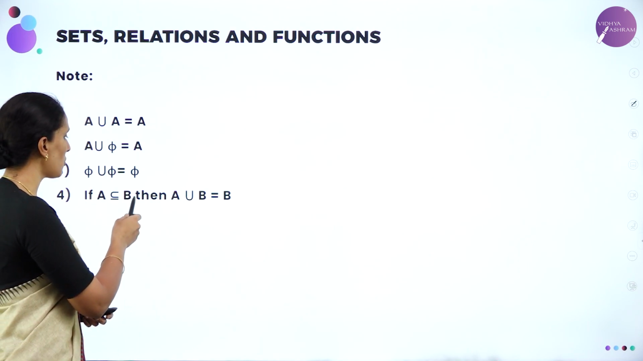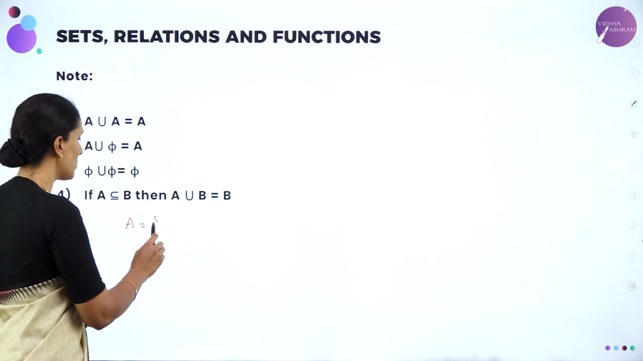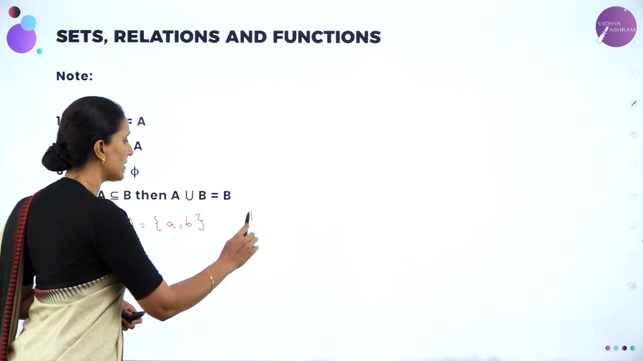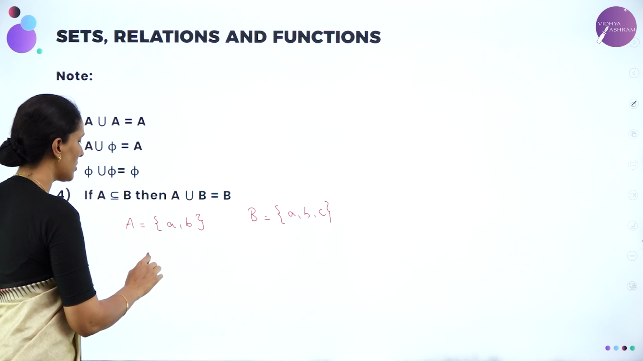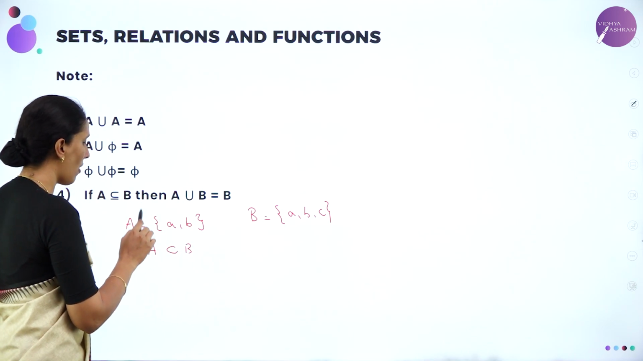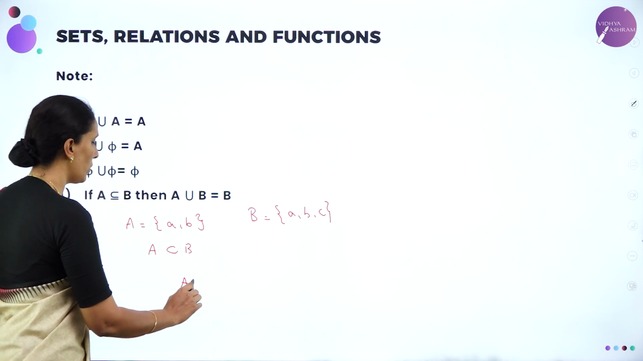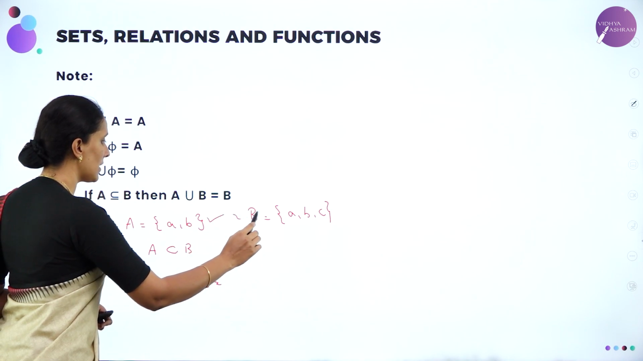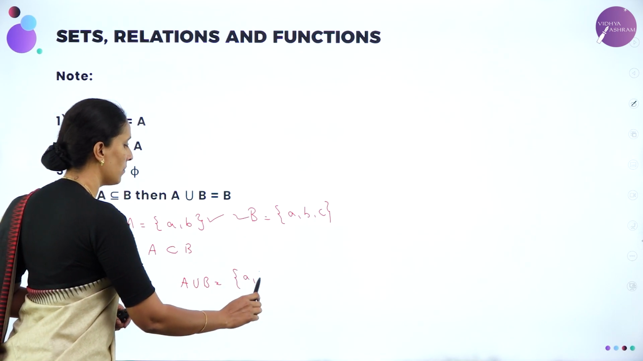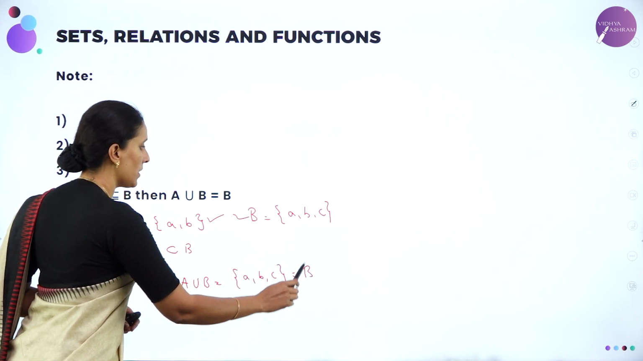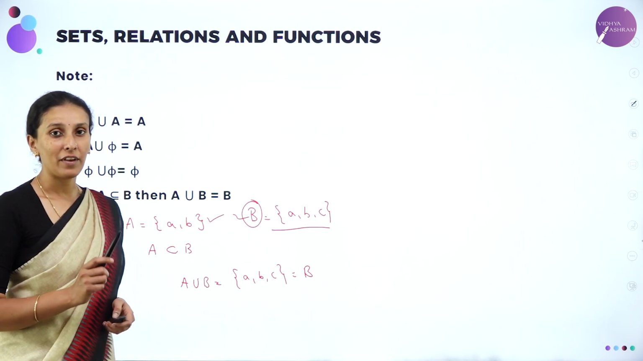Now if A is a subset of B, then A union B is equal to B. Let's take an example. Let set A denote {a, b} and let set B denote {a, b, c}. So clearly from this, A is a subset of B because all the elements in A are in B. Now if we take the union of set A and set B, it should be the collection of all the elements in A and B. So this is {a, b, c}. So clearly {a, b, c} is nothing but B. Therefore A union B will be equal to B if A is a subset of B.